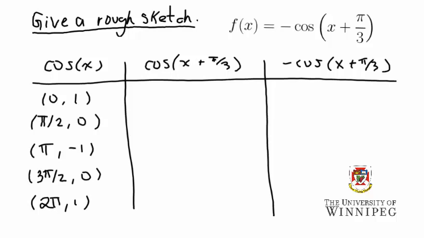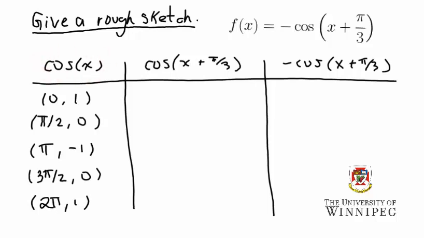In this video, we're going to give a rough sketch of the following function, negative cosine of x plus pi by 3. What I'm going to do is follow the 5 points from our original cosine function, the 5 points we all should know: 0, 1; pi by 2, 0; pi, negative 1; 3 pi by 2, 0; and 2 pi, 1. So let's take a look at our first step.